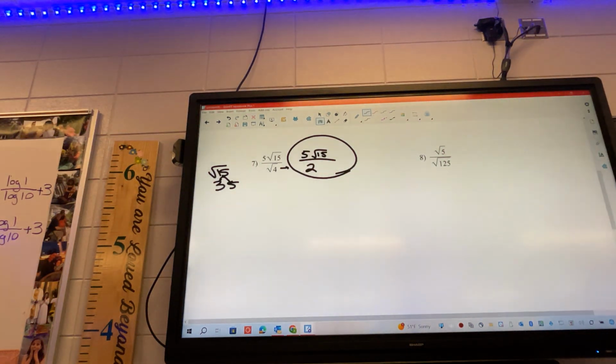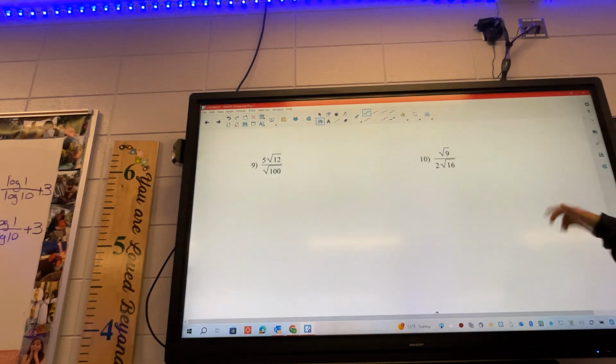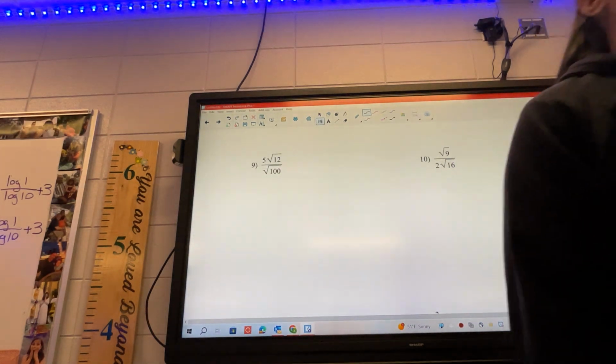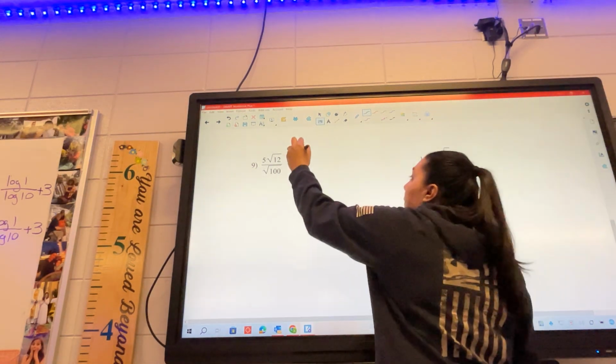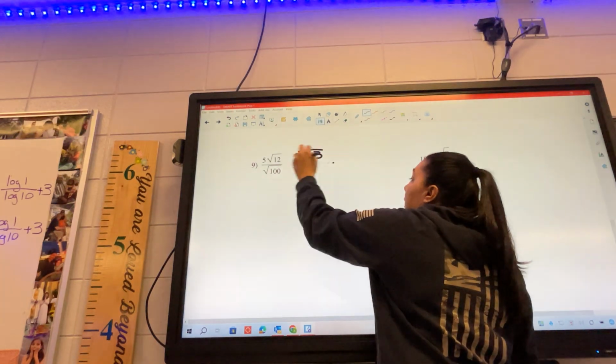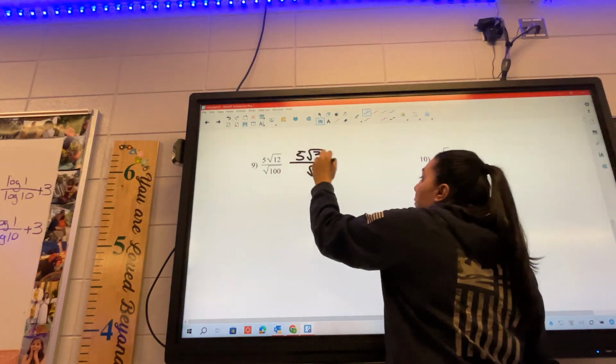Look at number 9. 12 over 100. We're going to start with the inside pieces first. Do it on your calculator. What is 12 over 100? 3 over 25. So this thing is going to become 5 square root 3 over square root 25.